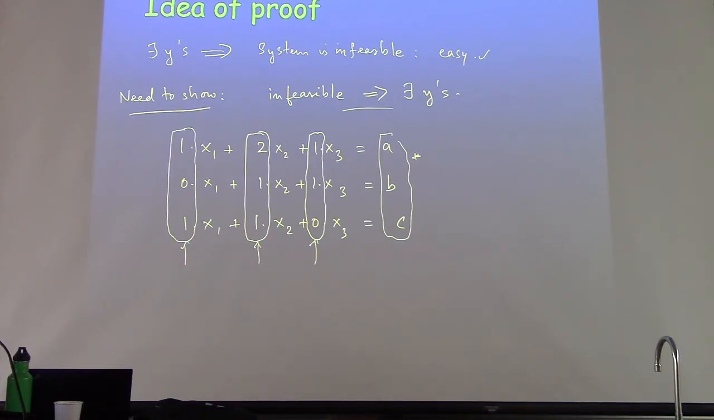So I want you to think of this as follows. Okay? So let me call this vector u, this vector v, this vector w. And this also, I'm going to treat as a three-dimensional vector, a, b, c. I'm going to call this, let's say, z. So now I can write this in vector form as u times x1 plus v times x2 plus w times x3 equals z. Right? I just wrote down the system in vector form. Okay? So far, it's all clear, right?